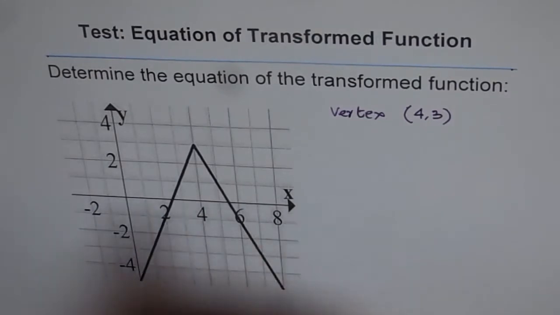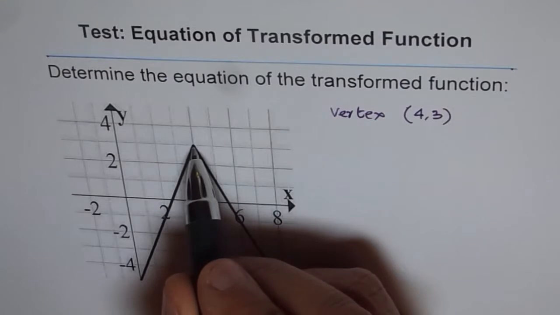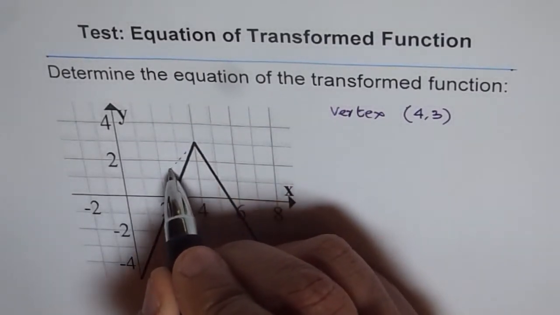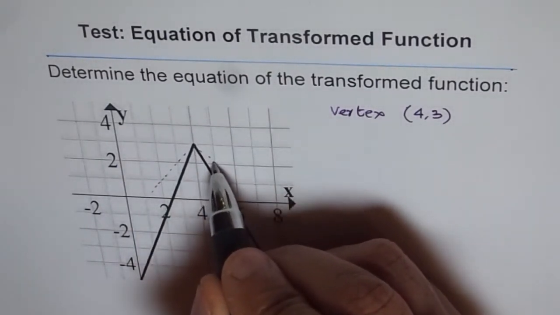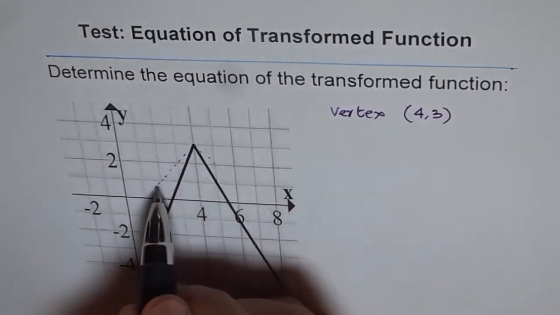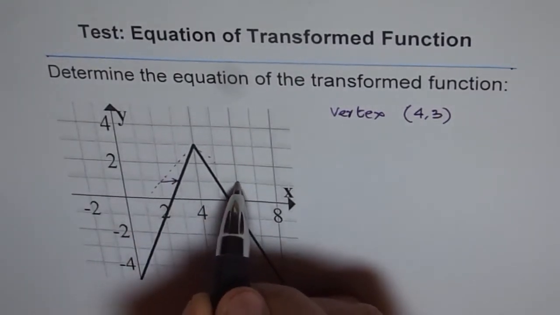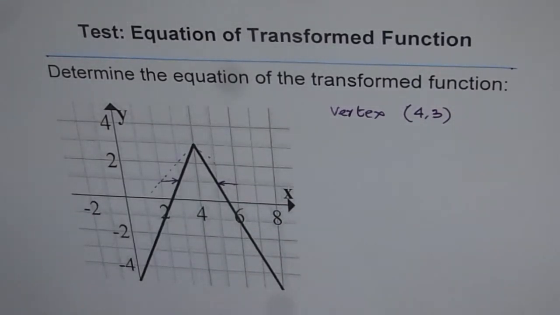So as you can see, normally the absolute value function, if I keep the vertex here, would normally look kind of like this. It is like 1 over x, correct? So that is the normal. So what we notice here is that there is a horizontal compression by a factor of half, correct? So that is another transformation which we need to take care of.